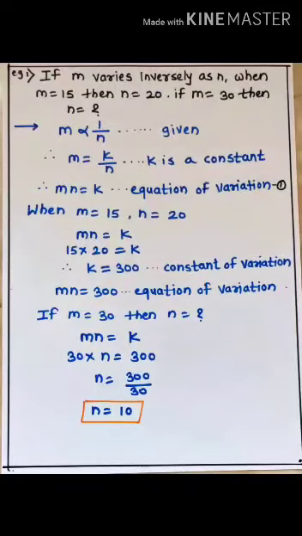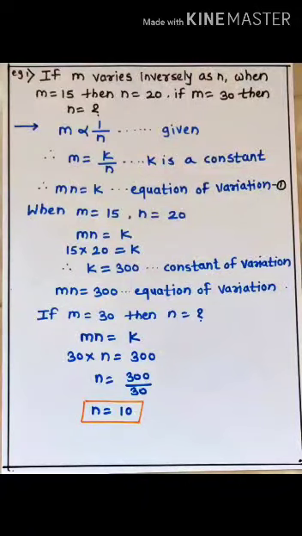Let's learn another example. If m varies inversely as n, when m is equal to 15, then n is equal to 20. If m is equal to 30, then n is equal to 40. Solution: m varies inversely as n, that is given to you. Therefore, m is equal to k upon n, where k is a constant. Therefore, m into n is equal to k, that is the equation of variation.